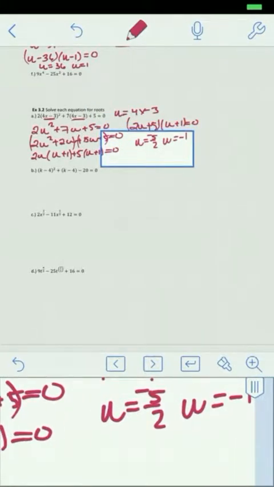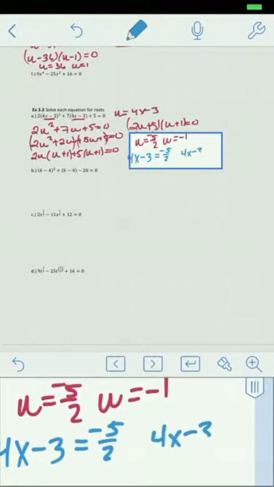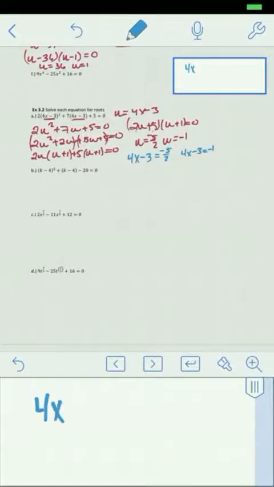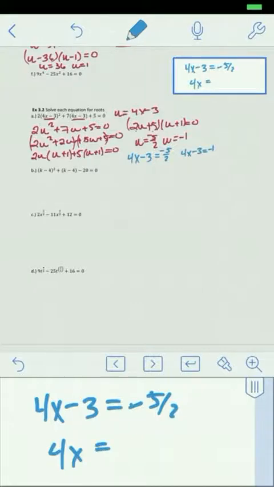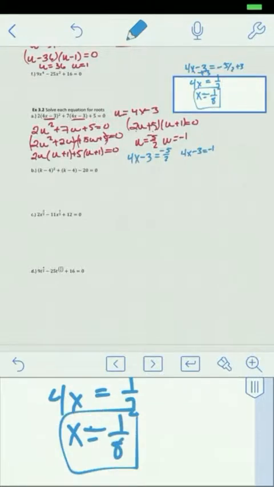So now it's not quite x squared we're substituting in for. It's going to be 4x minus 3 is equal to negative 5 halves, or 4x minus 3 is equal to negative 1. And then we can solve both of these. Well, let's go up here. 4x minus 3 is equal to negative 5 halves. Add 3, you get 4x is equal to 3 minus 5 halves. That would be 1 half. And so x is equal to, divided by 4, you get 1/8. x is equal to 1/8.